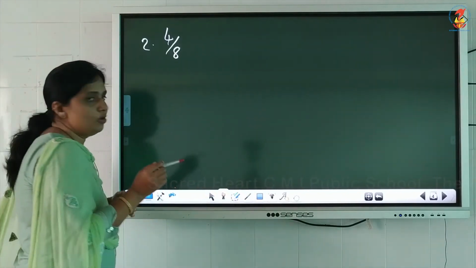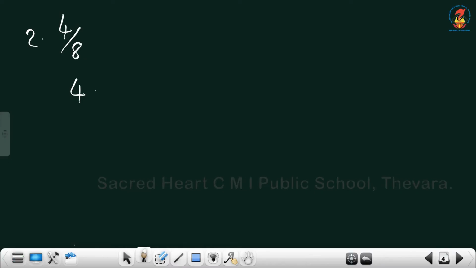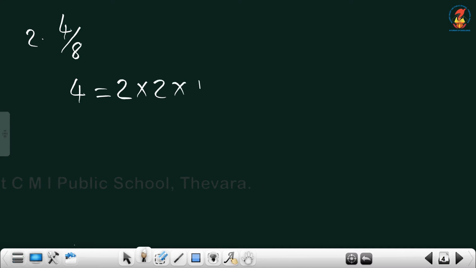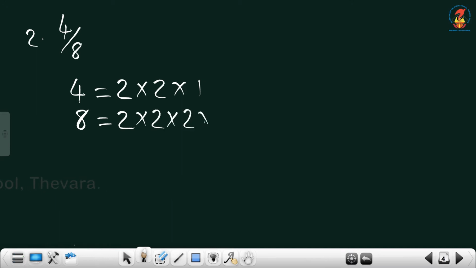And the next one, 4 by 8. 4 also, and you can do it in the division method. I will do it simply only, right? What are the factors of 4? 2 into 2 into 1. And 8 is 2 into 2 into 2 into 1. Is it correct? You can do it by the division method.